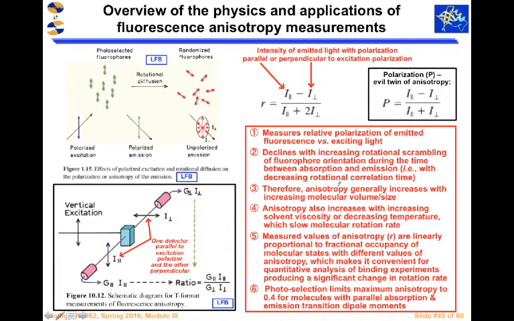Because of this, anisotropy generally increases with increasing molecular volume or size. Why? Because when molecular volume and size go up, the rotation rate of macromolecules is determined primarily by the viscous interaction of their surfaces with the solvent. Bigger things have more surface area. Therefore, because there's more frictional drag on their rotation, they rotate more slowly. So big things rotate more slowly. That means they retain memory, as it were, of the input polarization for a longer period of time, and therefore anisotropy generally increases with increasing molecular volume or size.